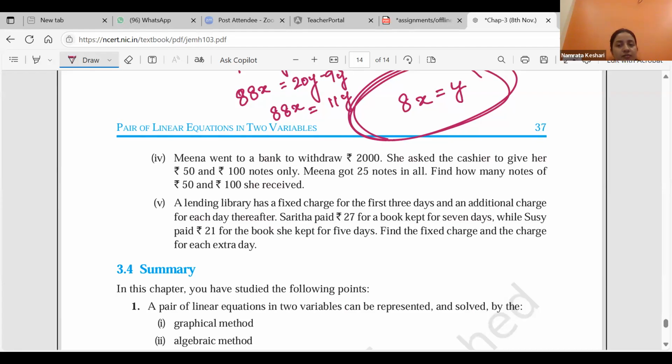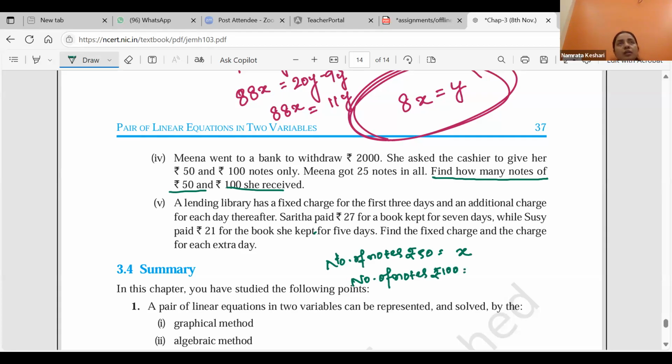I'm not getting it, even after reading the whole story. If you are getting it, great. But if I'm not getting it, then I will just read this part: find how many notes of rupees 50 and 100. So suppose there are x notes of rupees 50, and the number of notes of 100 rupee denomination we take as y.